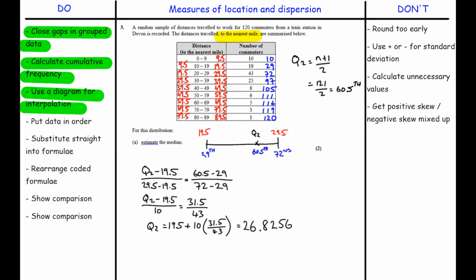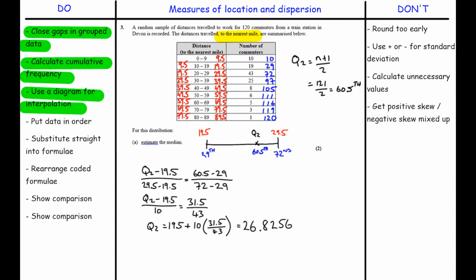Always use a diagram for interpolation. It's often too easy for you to make a mistake by not having the diagram and thinking, I can just do this straight away in my head. It takes 10 seconds for you to produce this diagram. Just be patient with yourself, do the diagram, be sure that you're going to get the marks that you deserve.